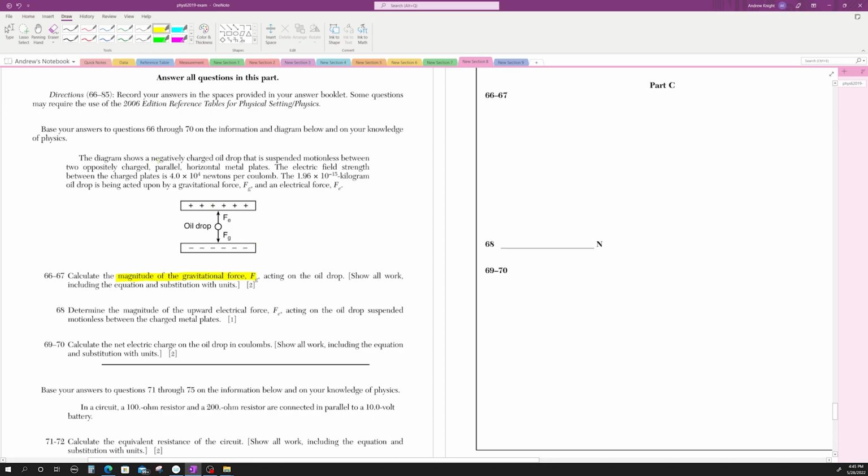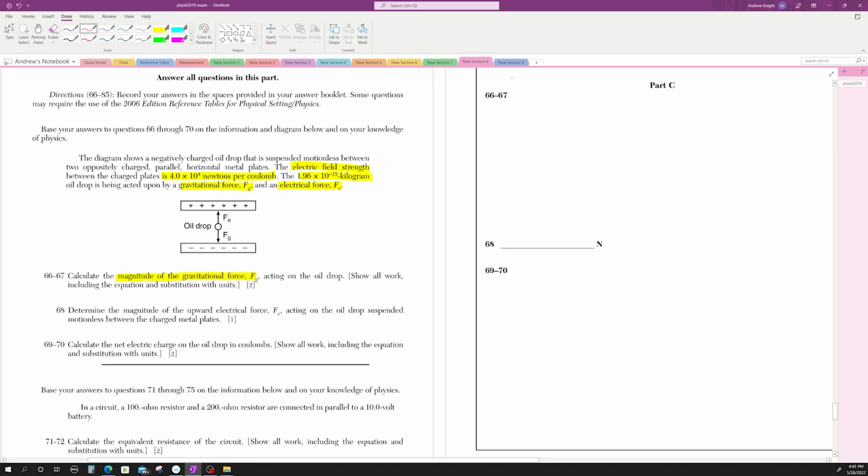The diagram shows a negatively charged oil drop that's suspended motionless between two oppositely charged parallel plates. The electric field strength between the plates is 4 times 10 to the fourth Newton per Coulomb. The 1.96 times 10 to the negative 15 kilogram oil drop is acted upon by a gravitational force, Fg, and an electrostatic force, Fe. We want to calculate the magnitude of the gravitational force, Fg, in questions 66 and 67.